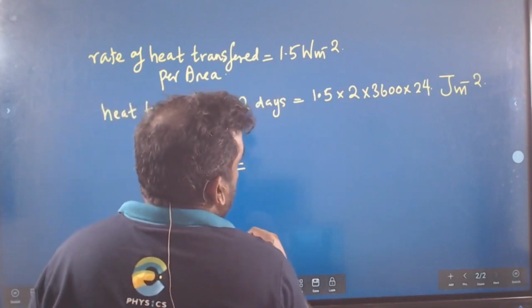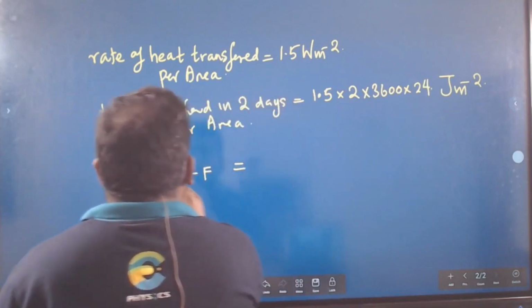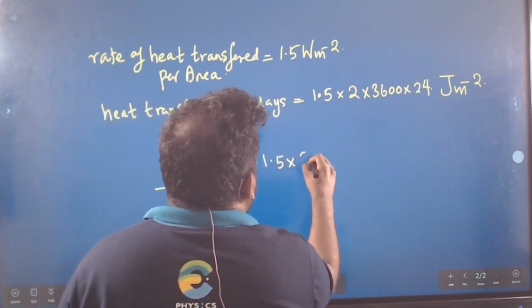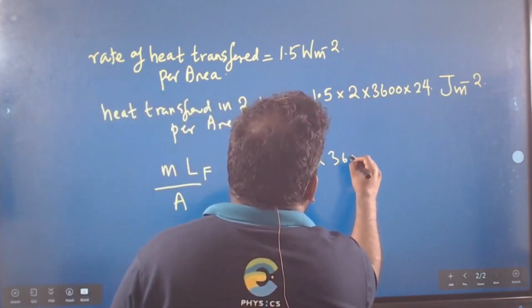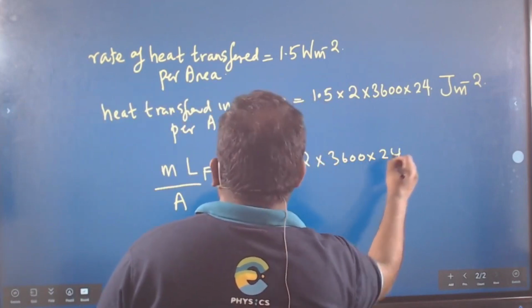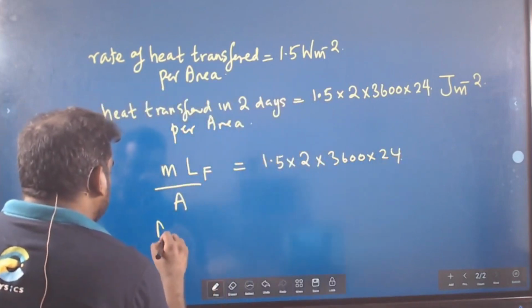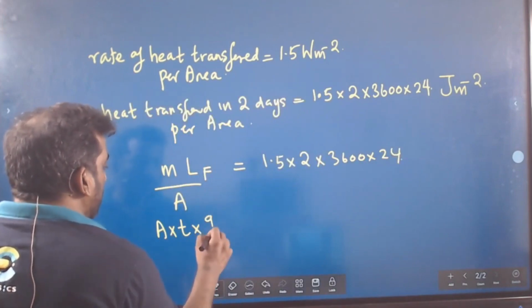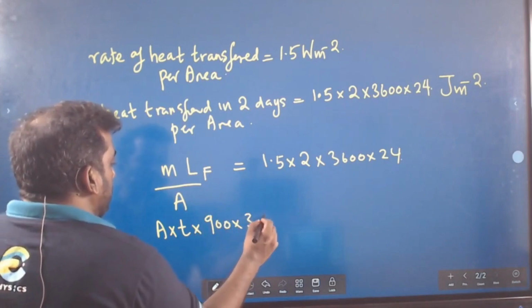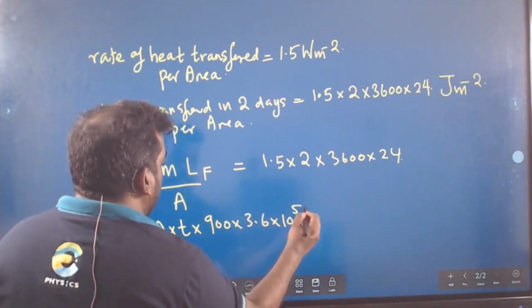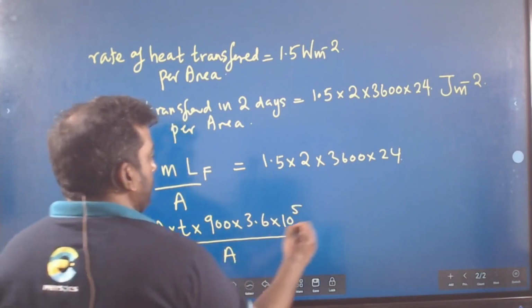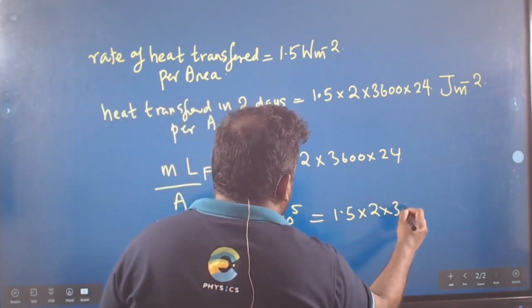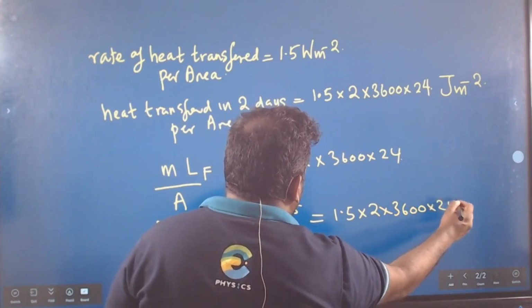This is per area: 1.5 times 2 times 3600 times 24. Mass is area times thickness, that is volume, times 900, times 3.6 times 10 to the power 5, divided by area. So 1.5, 2 times 3600 times 24.